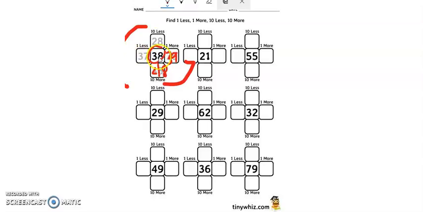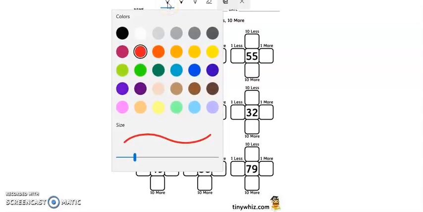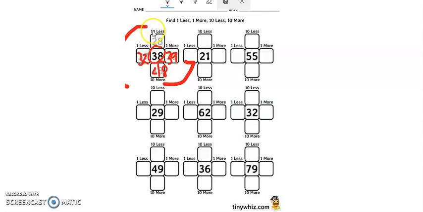We're kind of going to do the same thing. So here 38, and then we're going to take 1 less. So we're going to take 1 away from the ones place. So here we are going to have 37. Sorry about the writing. Now for 10 less of 38, you look at the tens place, because 10 less means that we're going to be subtracting from the tens place. So here we have 20. From 38, we're going to go to 28.